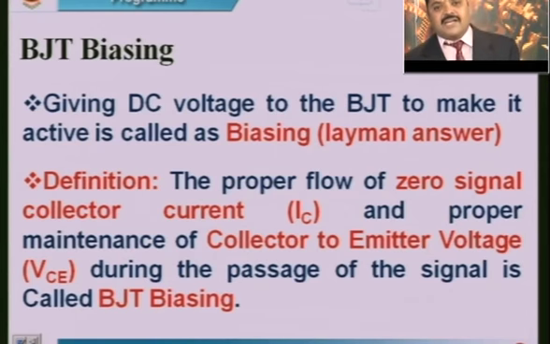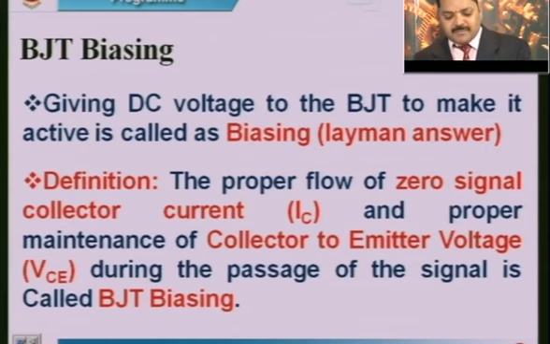When we are all technical people, we must know the technical definition of BJT biasing. So, let us discuss the definition. The proper flow of zero signal collector current. The moment I say zero signal, it means DC. So, the proper flow of zero signal collector current and proper maintenance of collector to emitter voltage VCE during the passage of the signal is called BJT biasing.